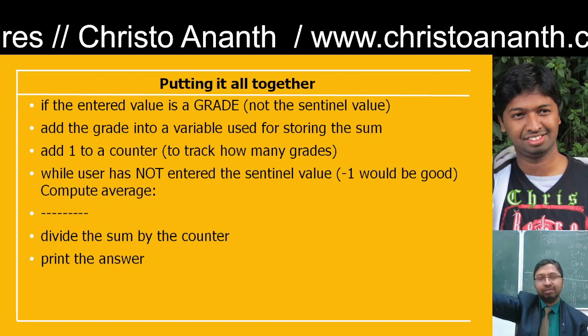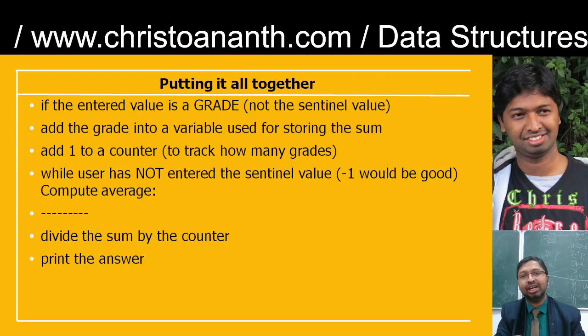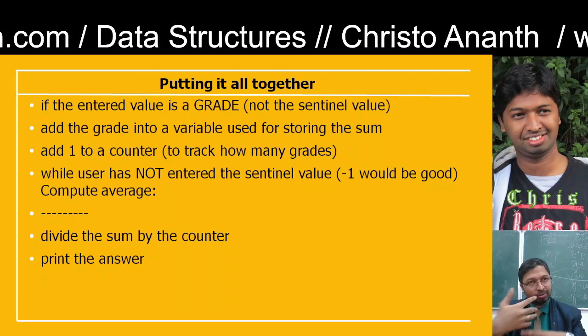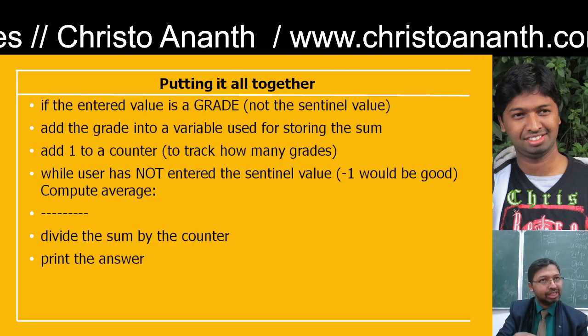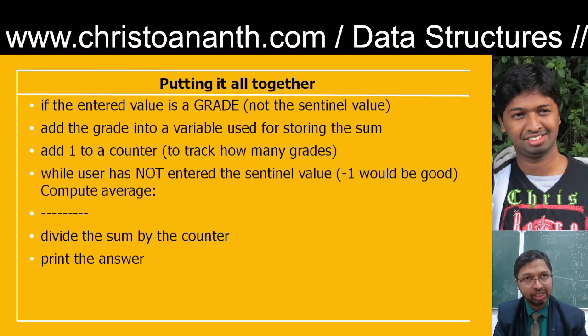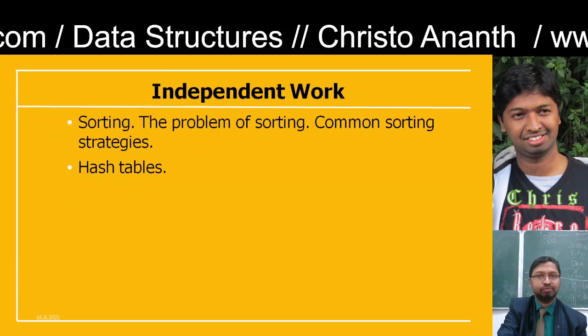For example, like 5 grades, it will stop with 5. Okay, so track how many grades while the user has not entered the sentinel value, -1, and then it will finish. Okay, so finally it will compute the average. That's how you'll divide the sum by the total counter and you'll print the answer. Okay, so this is the stepwise refinement technique.